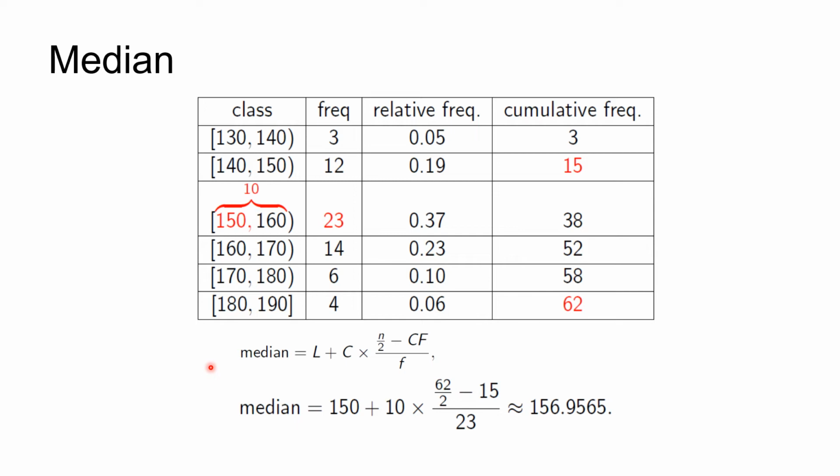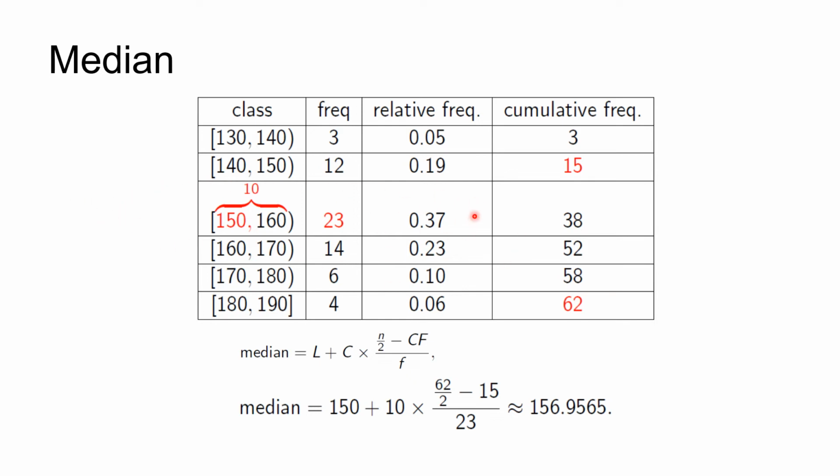In this case, your L here is 150 because it's the lower value of your median class. How do you know that the median lies here? You look at the total frequency and divide it by 2. By estimation, your median should lie in this class because your median will be data number 31. Here there are 18 data, so 31 will lie in this class.